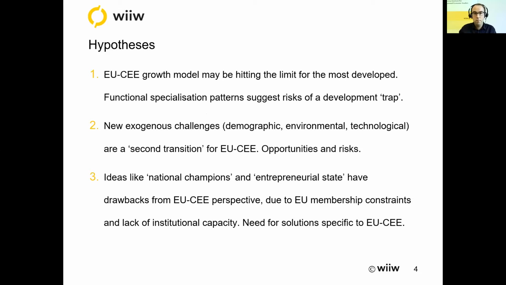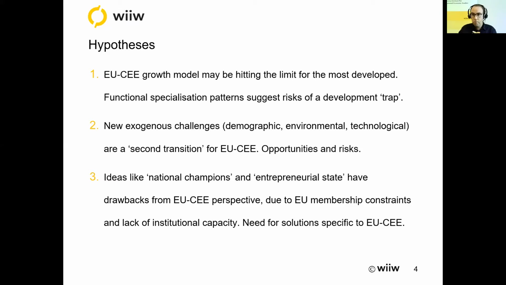So in terms of the research, the hypotheses that we started with, I tried to group them into 3 broad categories. The first is that for the EU member states of Central and Eastern Europe, at least for the most developed, for countries like Slovenia and Czechia, as we now call it, the growth model may be hitting the limits. Certainly the convergence process for these countries has slowed a lot in the last decade or so. And functional specialization patterns, and I'll talk about them a bit more in the second part of the presentation, could imply something of a development trap, could imply something of hitting the limits.